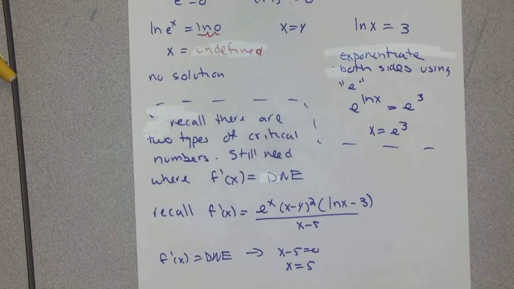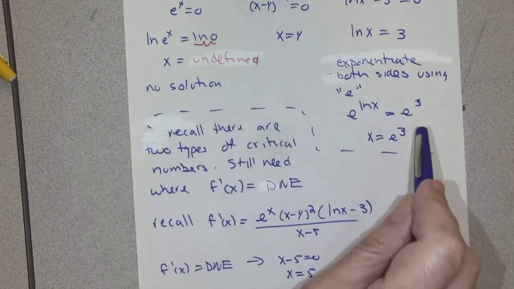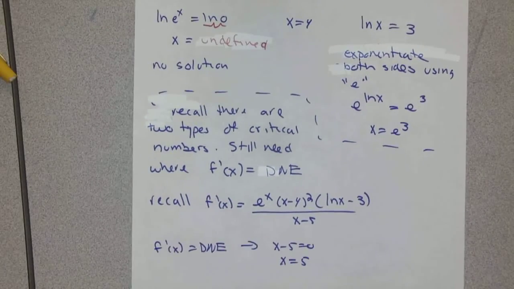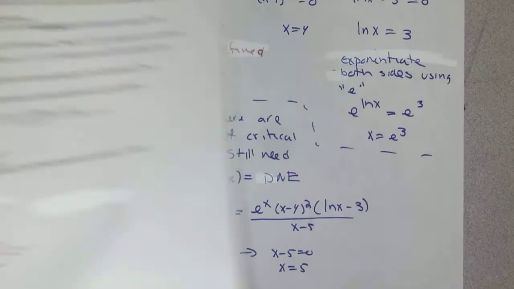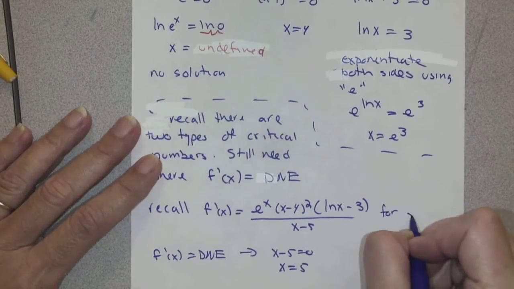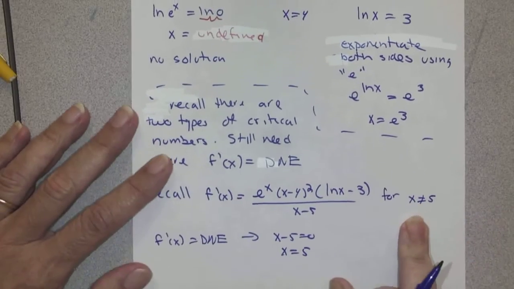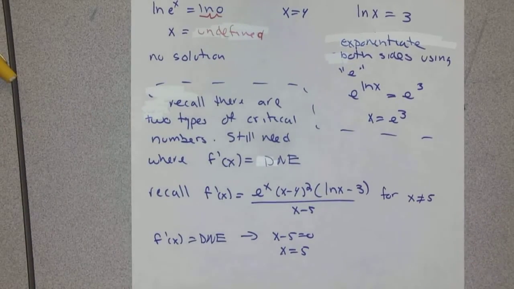And so then you would happily type into the computer that my critical numbers were 4, e cubed, and 5, and it would say, no, you're wrong. It wouldn't say that, you know, you get my idea. It'd just tell you we're wrong. And I purposely left off something here. Here was the original problem for x not equal to 5. And so right there in the original problem, they're telling you that 5 is not in the domain of this function.